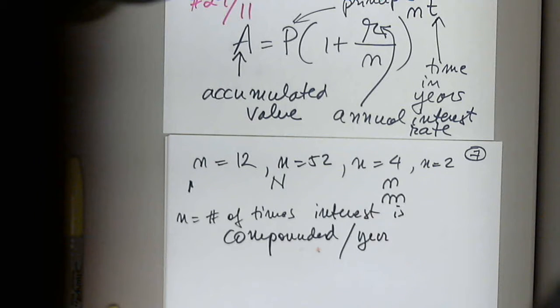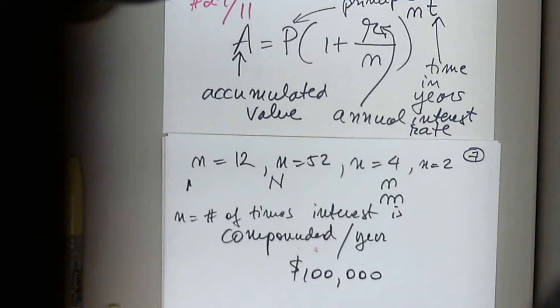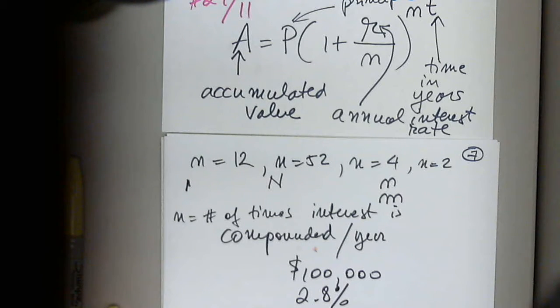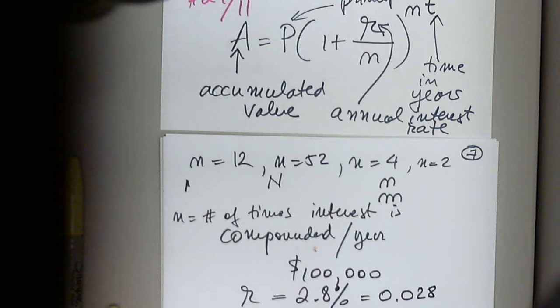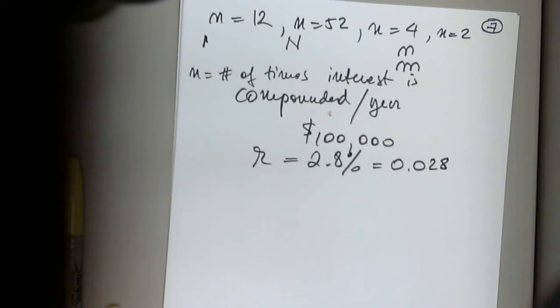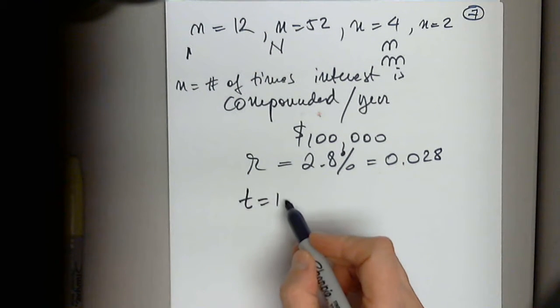And now let's see how we handle this. Southside Investments purchases a $100,000 certificate of deposit. So I'm just going to copy the numbers and you'll tell me what they represent. At 2.8%. Correct, very good. That definitely is R, which has to be changed into 0.028, mandatory. A decimal number. Good. Let's read on. How much is the investment worth at the end of 1 year? So T equals 1 year.